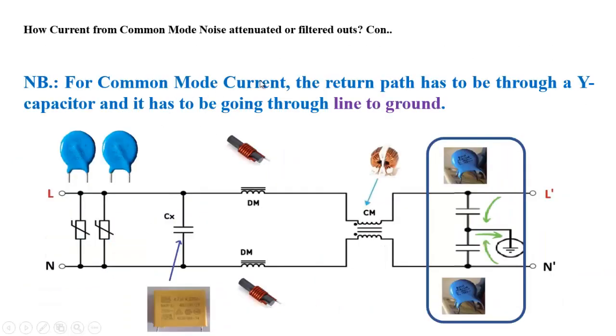For common mode current, the return path has to be through a Y capacitor. For common mode current, there must be a return path, and these are the return paths. These are called Y capacitors. This one and this one are Y capacitors. There must be Y capacitors, and a Y capacitor must go from line to chassis or body, and neutral to chassis or body. There must be two capacitors.